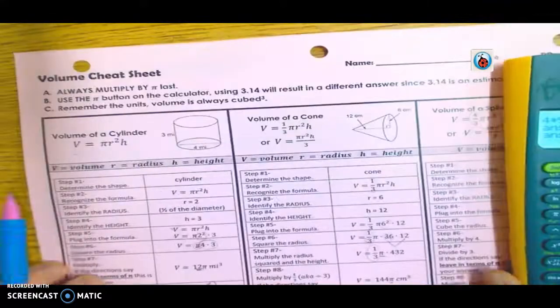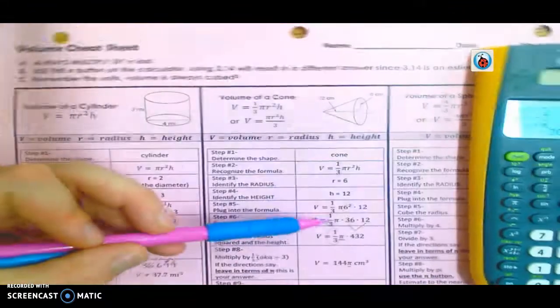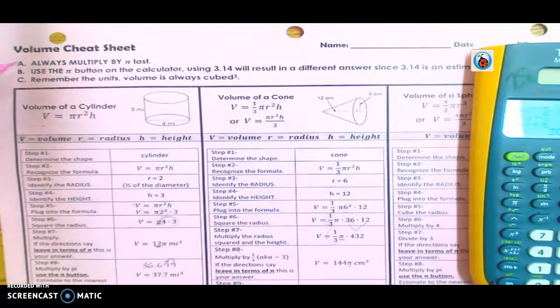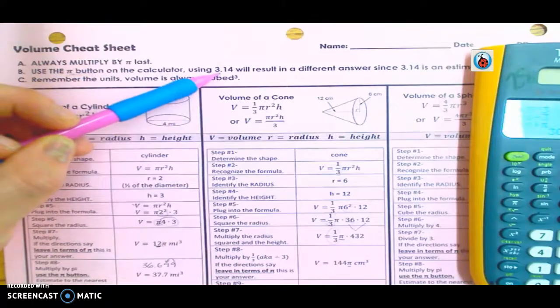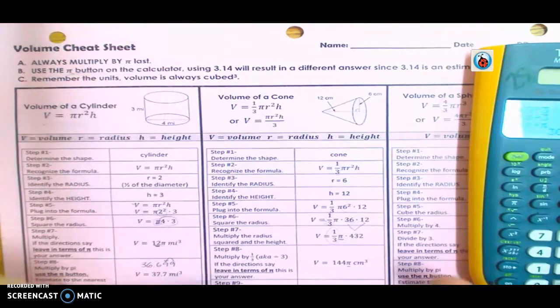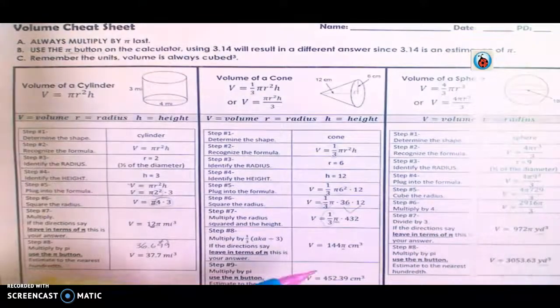Okay? So again, the biggest thing is, save your fractions. Don't turn them into a decimal because then you're rounding. All right? Use the pi button. That's what I'm going to be looking for. So do not use 3.14. You may be close, but it won't be matching what we have. And don't forget your units and putting the cubed units on there. Okay? All right, so you're going to go ahead and do that on the back.